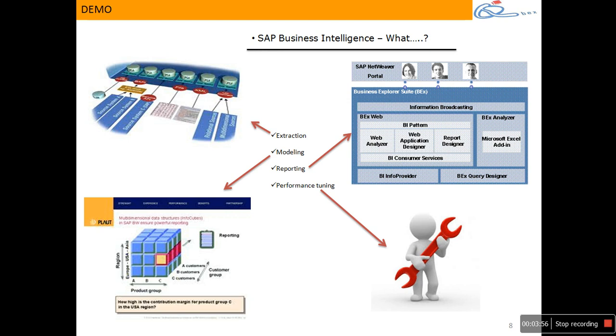Now the future of Xcelsius is gone. Now we have something called Design Studio. If you heard about Design Studio, it's a new tool that has come. It's a dashboarding tool which is going to replace Xcelsius. It can be installed on anything. We can install Design Studio on Business Objects, we can install it on top of BW, and we can install it on top of HANA also.